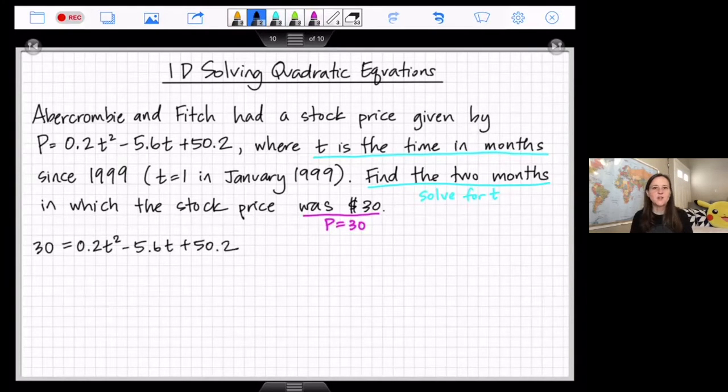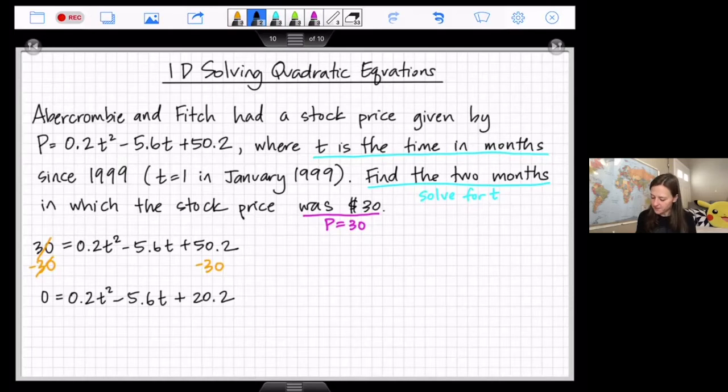And we want to solve that equation. Again, this is looking very quadratic formula to me because the coefficients don't suggest factoring or completing the square. But we do want to get 0 on one side. So we're going to subtract 30 from both sides so that we get 0 equals 0.2 t squared minus 5.6 t plus 20.2. You could divide off that coefficient on the t squared, divide everything by 0.2 if you wanted to. That would be fine. Let's stick with decimals just to see how it works.